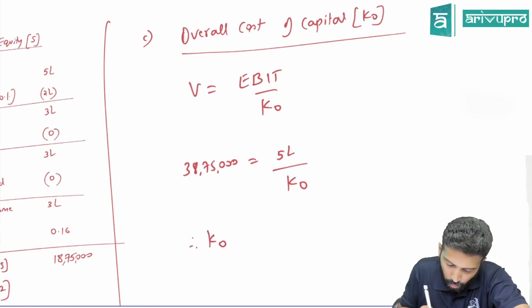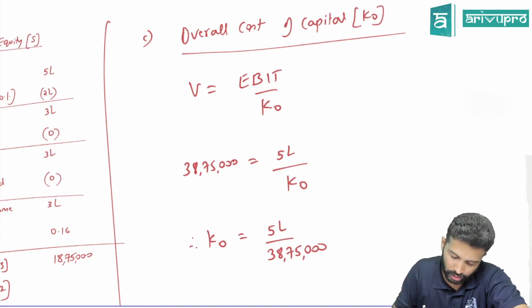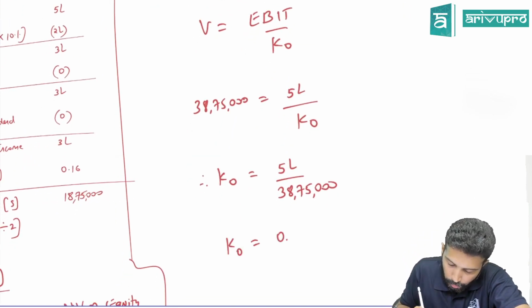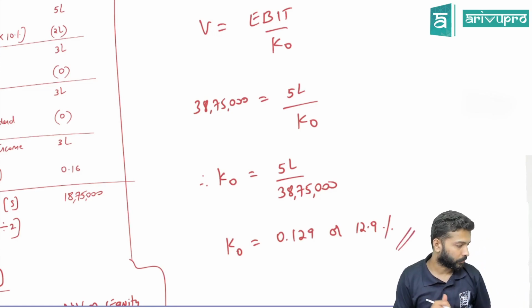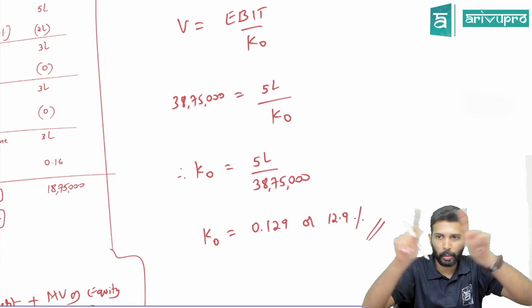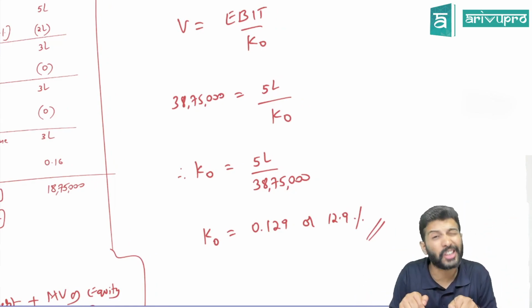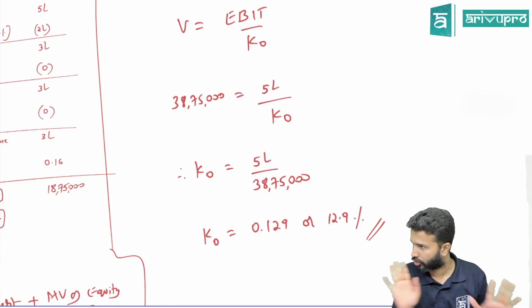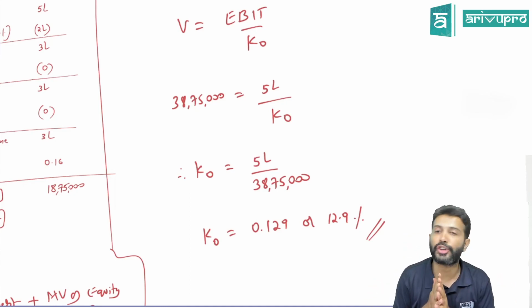Therefore, KO will be equal to 5 lakh divided by 38 lakh 75,000. Correct, now when you do the cross multiplication, this will be 0.12129, or 12.9%, is your cost of capital. Like that. Or you can do the WACC method also, but that will be lengthier, which I wouldn't suggest in examination for this problem. But you can do that also. Hope both the approaches I said made sense to you.